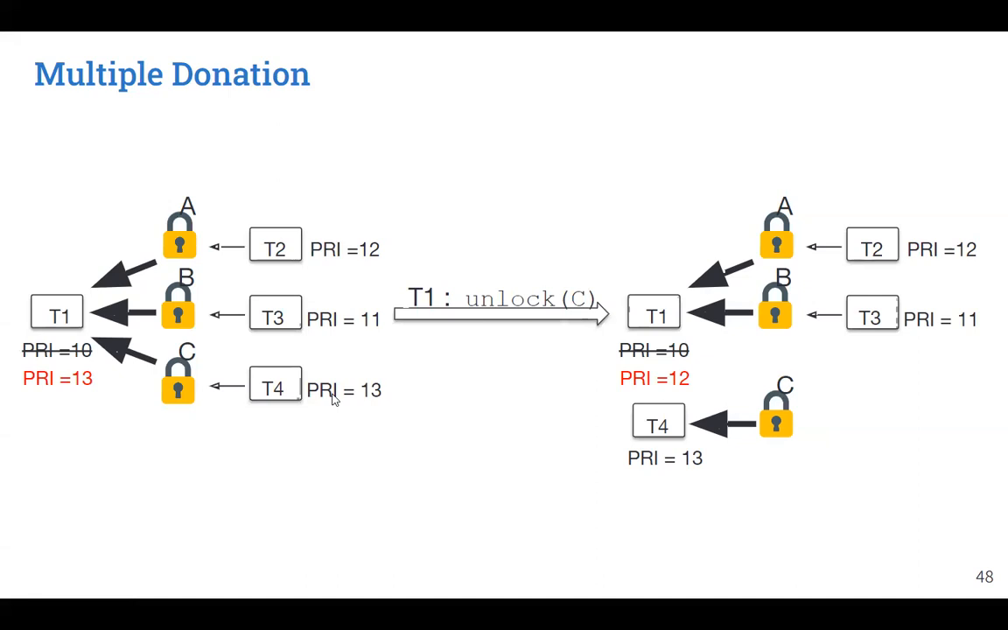But then when this lock C is released and this T4 is scheduled and done, this T1 should return to its original priority and then actually get donation from another one of its waiters. So after T4 is done executing, T1's priority should no longer be 13. It should be modified to the highest priority among its waiter threads. Yep, so that's multiple donation.